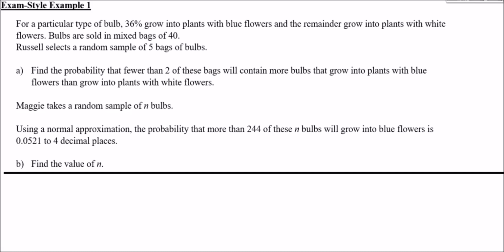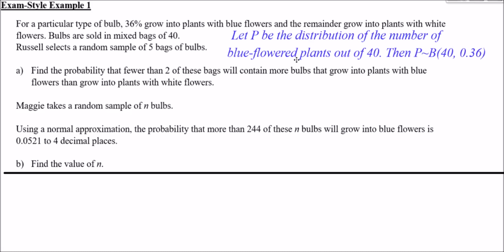So for 40 bulbs in total, what would the distribution be of the expected number of bulbs that flower into blue flowered plants? For just one bag of 40 bulbs, let P be the number of blue flowered plants out of 40. Then P will be binomially distributed, 40 plants in total. The proportion of blue flowered plants should be 0.36.